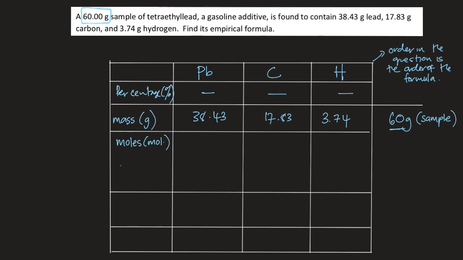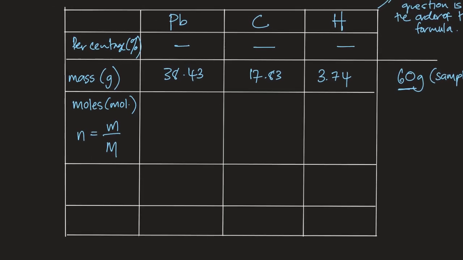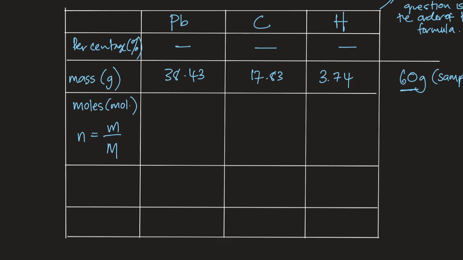Again, SI units and a formula, always. Okay, just make this a bit bigger. All right, so for the first one, I need to make sure that I have in front of me my periodic table, because that periodic table is just going to assist me here. So the mass is 38.43 divided by the mass of lead, which is 207. They've given me 17.83, which is of carbon, that's divided by 12. And 3.74 divided by 1. So all you've got to do now is pop that into your calculator, and you can get your ratios out.